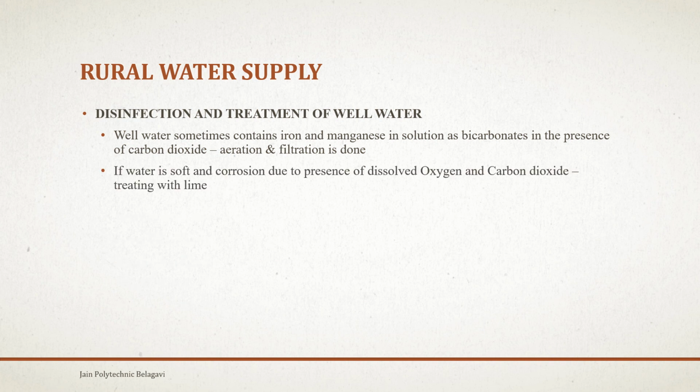Next, if water is soft, there is corrosion due to the presence of dissolved oxygen and carbon dioxide. As we have studied, if the water is soft, then it starts corroding the body of anything, it might be the metal. If you throw that soft water on the metal, it starts corroding the metal easily, in the presence of oxygen and carbon dioxide. So how can we reduce this? By treating with lime.